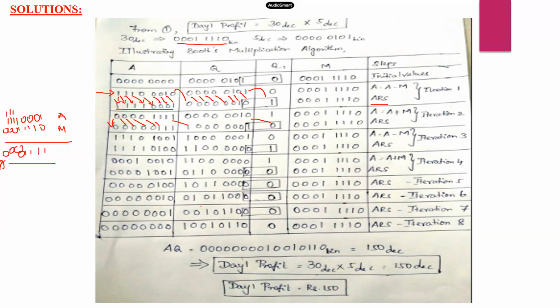Finally, you have to do that multiplication, 30 into 5, and you will get 150. So the day one profit is what? 30 into 5, 150. That is the answer, and that answer is available in that slide.